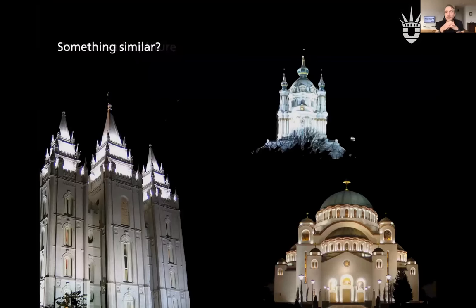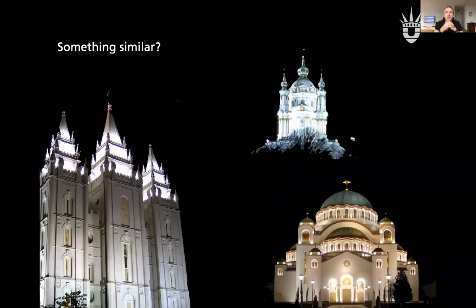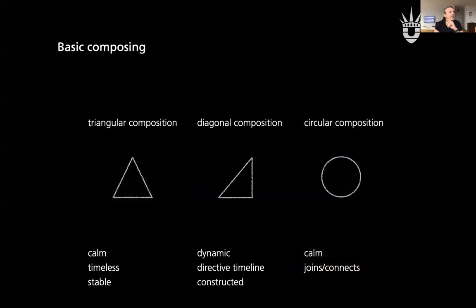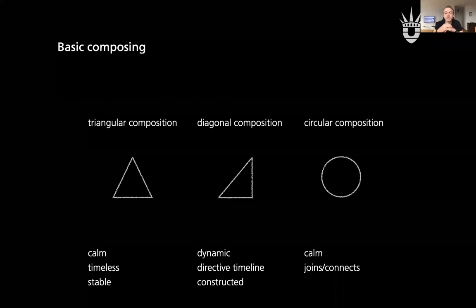So, when you see these three religious buildings, something is similar. Of course, every one of these pictures is made at night, but there is something on the base that's similar. And that means everything is in a triangle composition. What does it do with us?